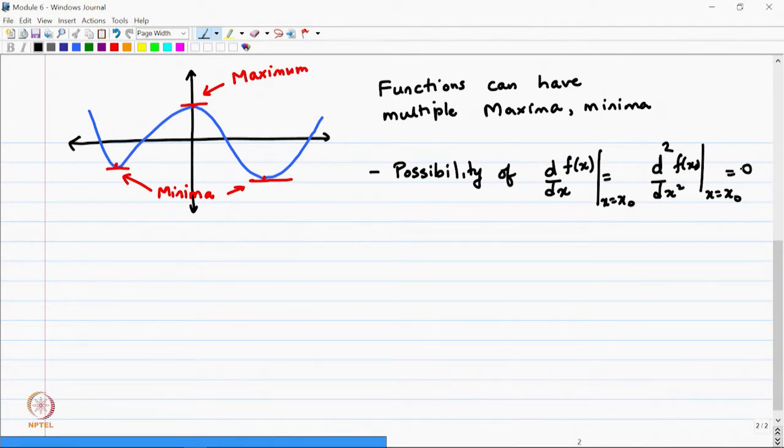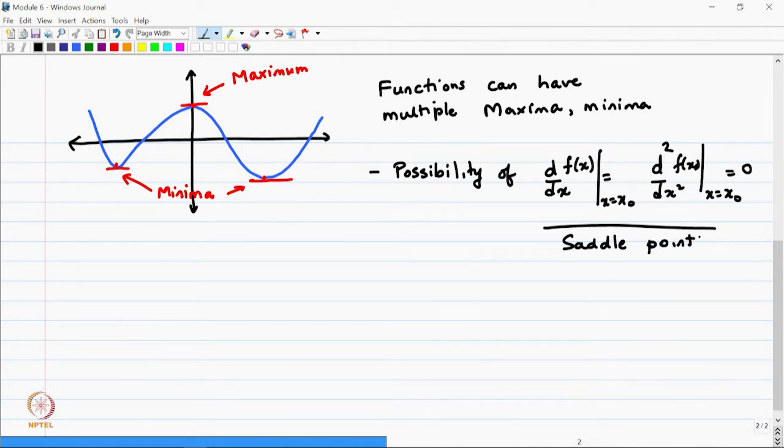So, the first derivative is 0, the second derivative is also 0. So, what happens if the second derivative is also 0? It is not a maximum, it is not a minimum. So, what is it? So, this is called a saddle point.